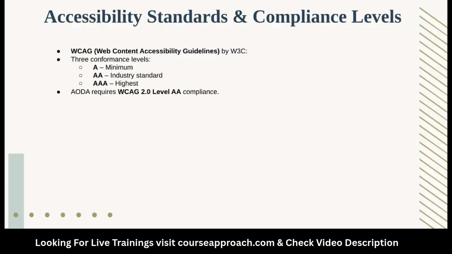Coming to 2.0, which means we have 2.1, and currently we have 2.2 as well. In WCAG 2.0, we have 61 success criteria, the guidelines we are talking about. Currently in 2.2, we have 87 success criteria. So for the AODA requirement, we have WCAG 2.0 level AA compliance. These are the accessibility standards and important things we are taking for accessibility compliance.